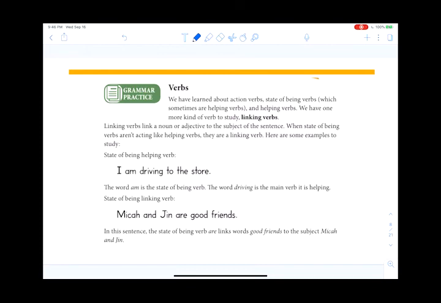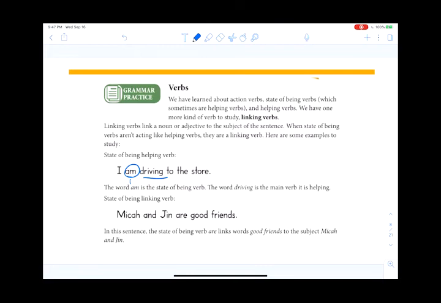Here are a few examples. State of being helping verb. I am driving to the store. The word am is the state of being verb. The word driving is the main verb it is helping. Remember, am is helping the main verb, which again is driving.